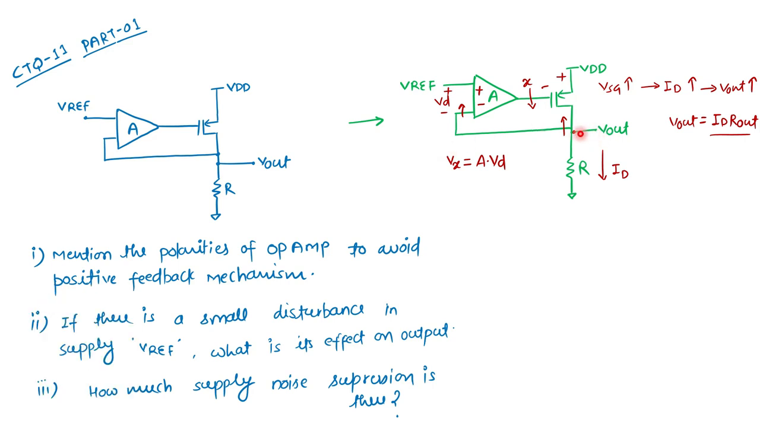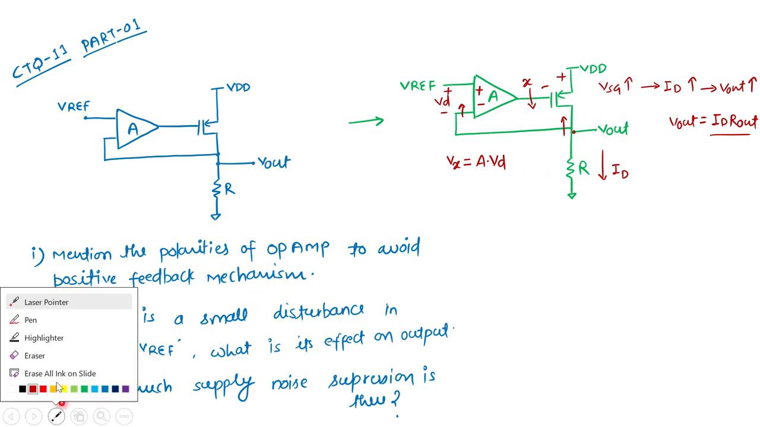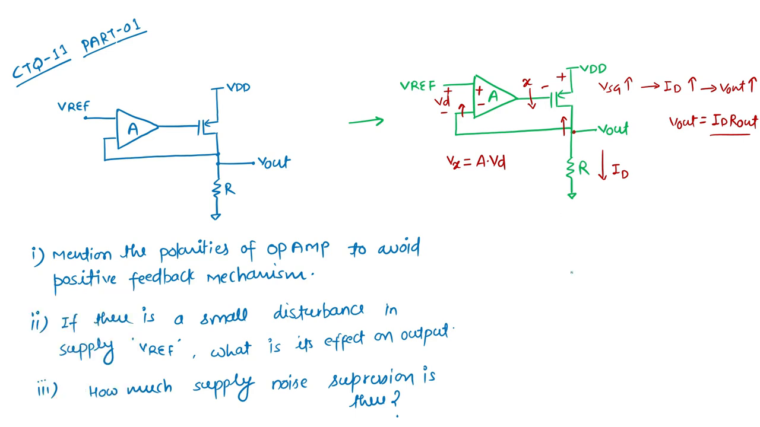So what it means to say, we started with an increase in this node value. So a decrease in this VD means a decrease in the node X value. So VSG increased. VSG increased means current increased. Current increase means this ID R drop increased, which means Vout increased. So ultimately, with an increase, we are again getting an increase. So it is nothing but a positive feedback mechanism. So what we can say, this is in positive feedback configuration.